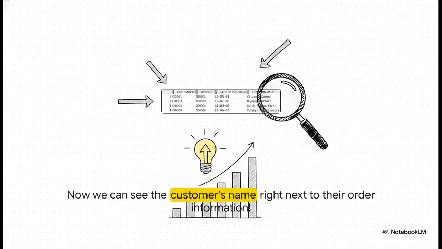And there it is. After the join, we get this brand new combined view of our data. We can finally see the customer's name right there next to their order details. And this isn't just about making a pretty report. This is how businesses turn scattered bits of data into real, actionable intelligence.